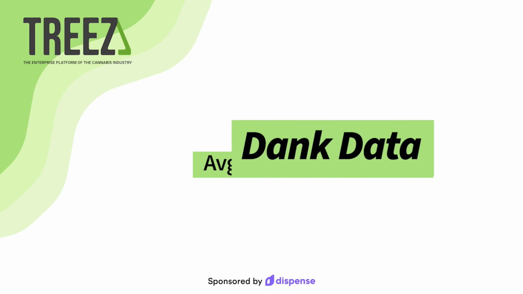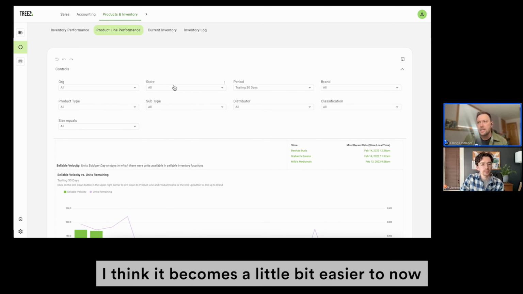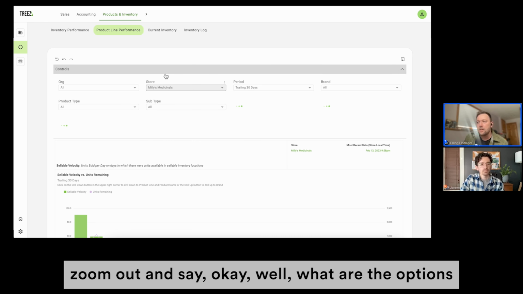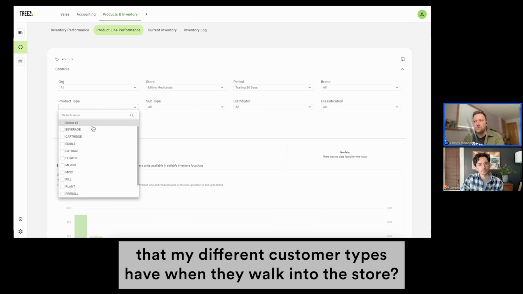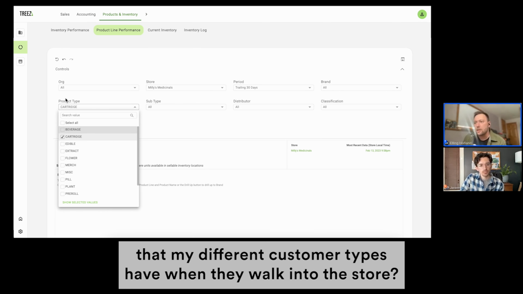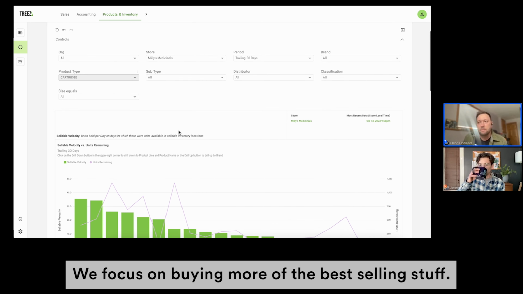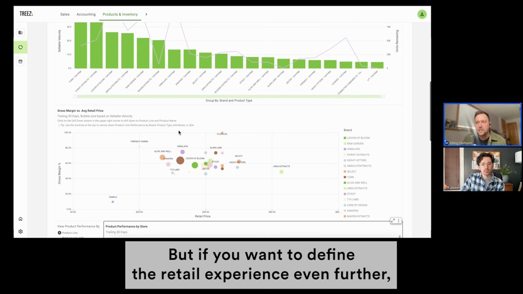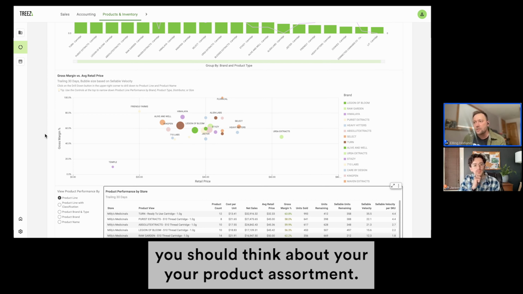Once you understand what's moving and not moving to drive your purchasing decisions, I think it becomes a little bit easier to zoom out and say, okay, what are the options that my different customer types have when they walk into the store? We focus on buying more of the best-selling stuff. That's great. But if you want to define the retail experience even further, you should think about your product assortment.